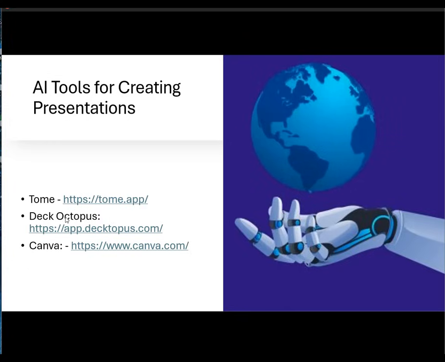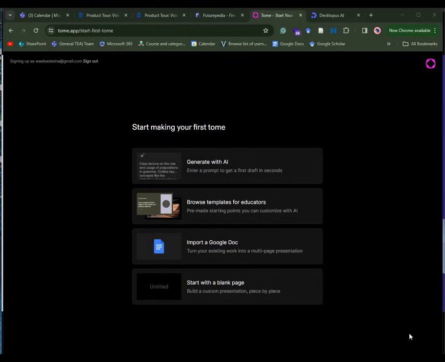The first is Tome. The second is Decktopus, and the third is Canva. These tools can help in creating presentations. Let's take a look. So this is the first one, called Tome. You simply get there by going to tome.app, and then you will be able to follow the instructions and come here. Many of these tools are not free, but they can give you some credits that you can work with to begin with.